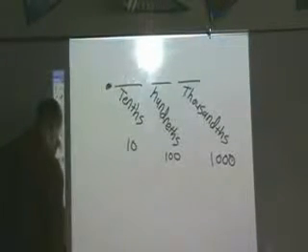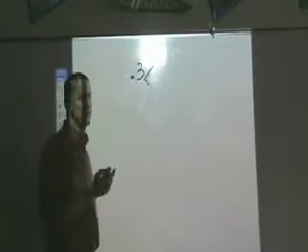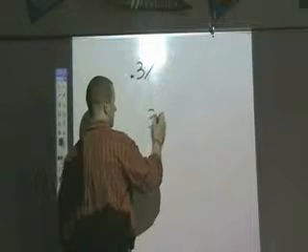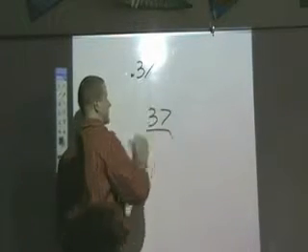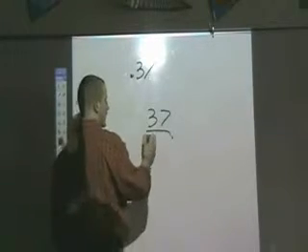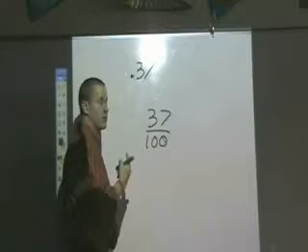So for instance, if we had 37 hundredths, well, say your word, 37. What place value is it? 37 hundredths. So hundredths, I would write over 100. Okay? That's how you do it auditorily.